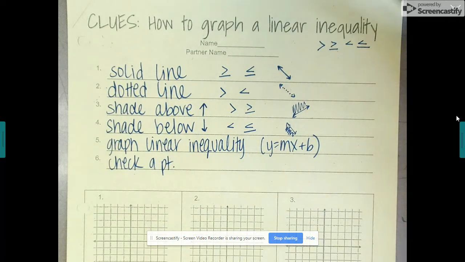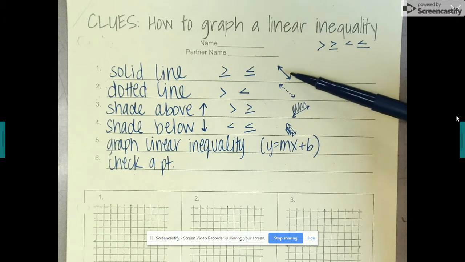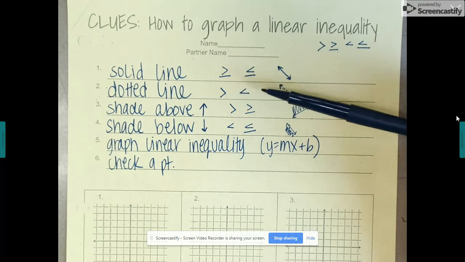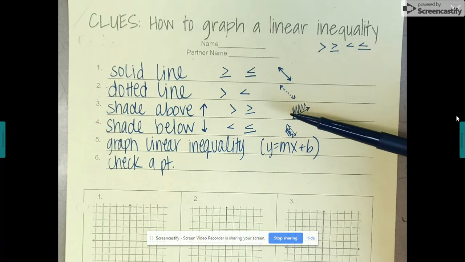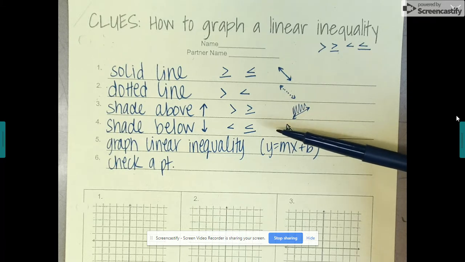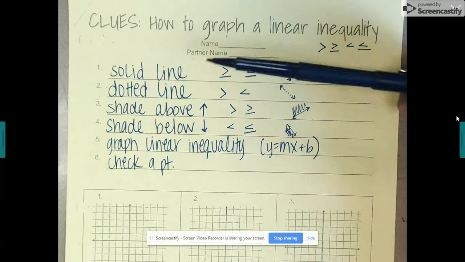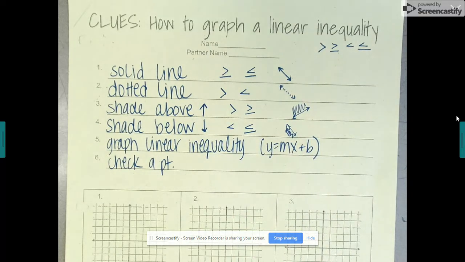Right? So, solid or dotted line, greater than or equal to, less than or equal to, would be a solid line. The dotted would be the greater than or less than. It will look something like this. Shade above and below, depending if we're saying y is greater than or equal to, or if y is less than or equal to, we'd shade below. Then we would just graph. We would start at b on the y-axis, rise over run. Make sure you still identify if it's a positive or negative slope. And then number 6, we would check a point. Okay, so these are the notes. Now we are going to do some examples.